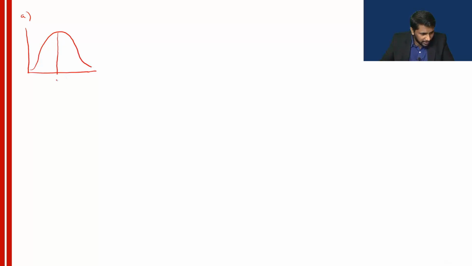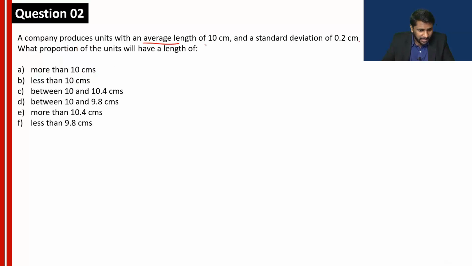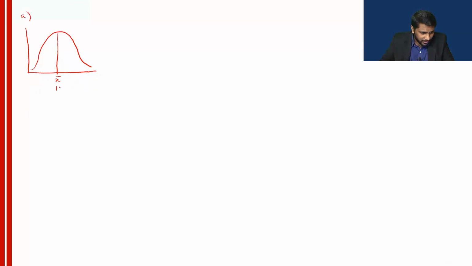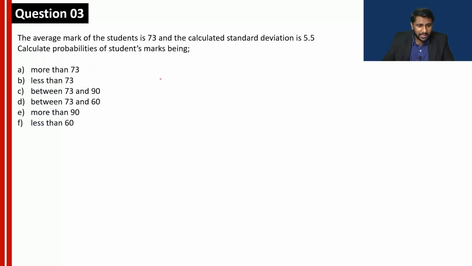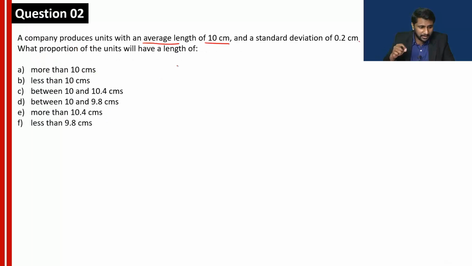This is your mean point. In this question, what are they telling? The mean is 10 centimeters. What they are asking is, if you pick a pencil randomly, now in this question I am assuming my particular product as a pencil. If you pick a pencil randomly, what's the chance of that pencil's length being more than 10 centimeters?